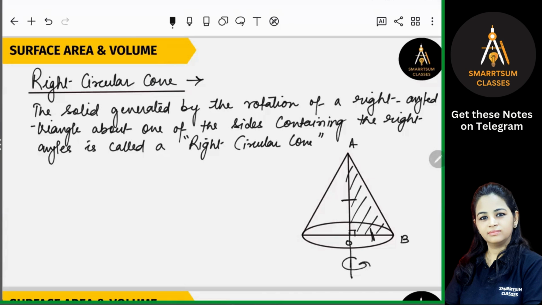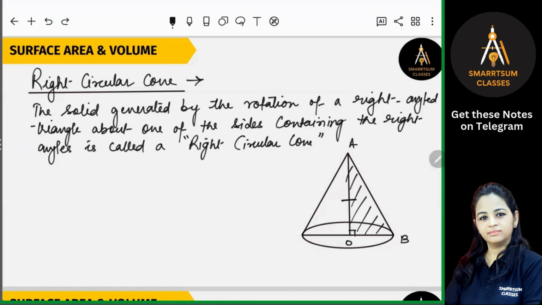So if somehow you have a stick here, and you are able to rotate it in some direction along the side AO containing the right angle, then you can assume that you will get this figure. You can easily visualize that. So this figure is a right circular cone. What is a right circular cone? It is a solid generated by the rotation of a right angle triangle about one of the sides containing the right angle.